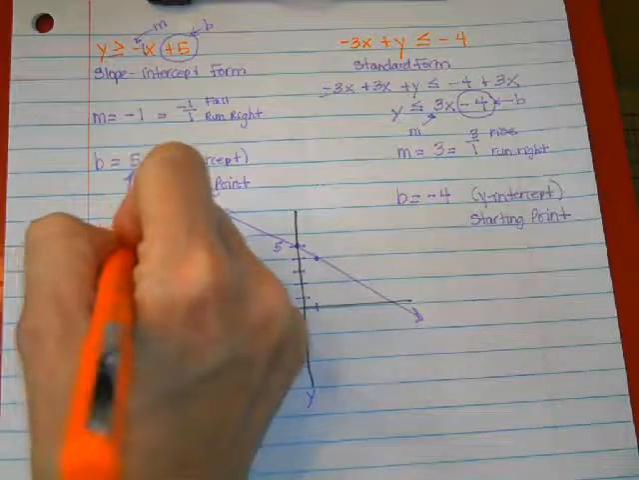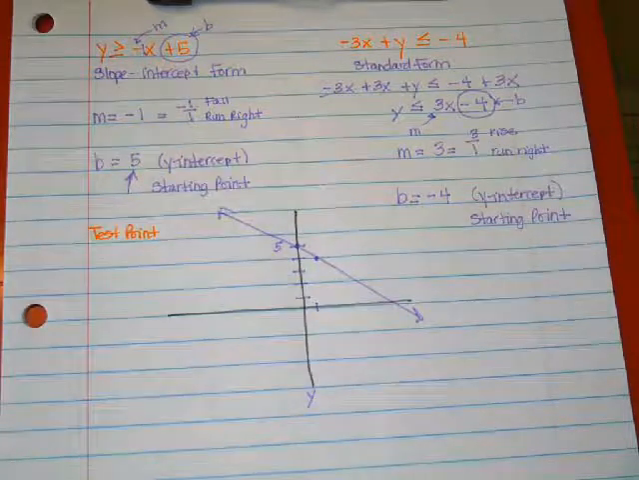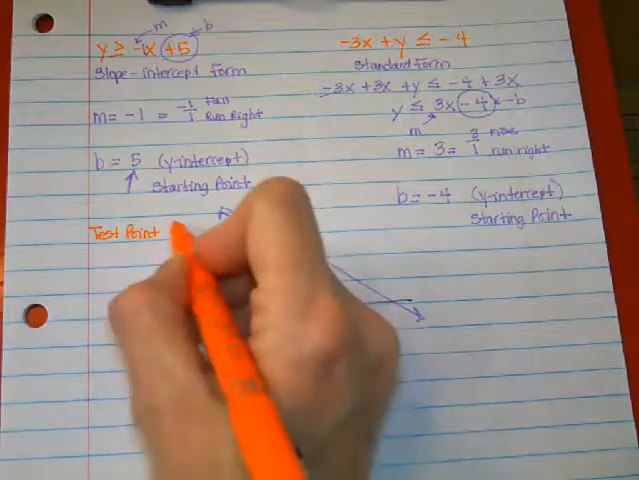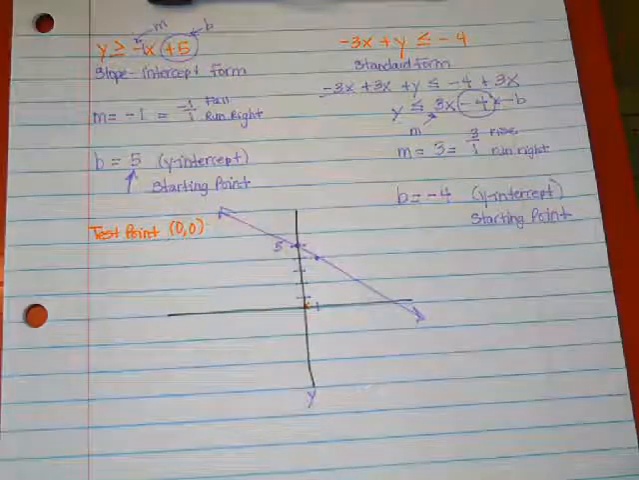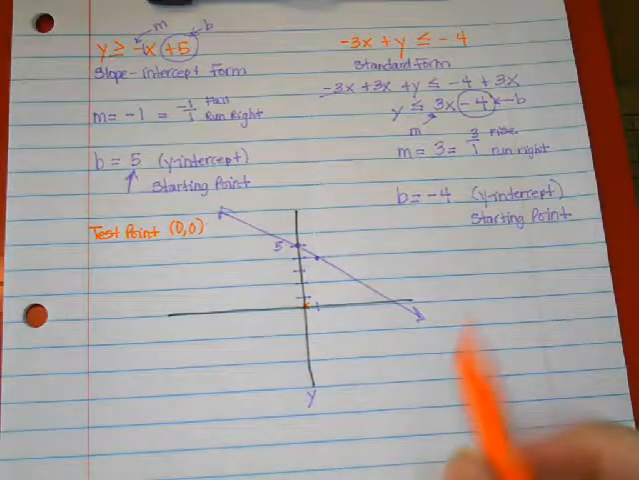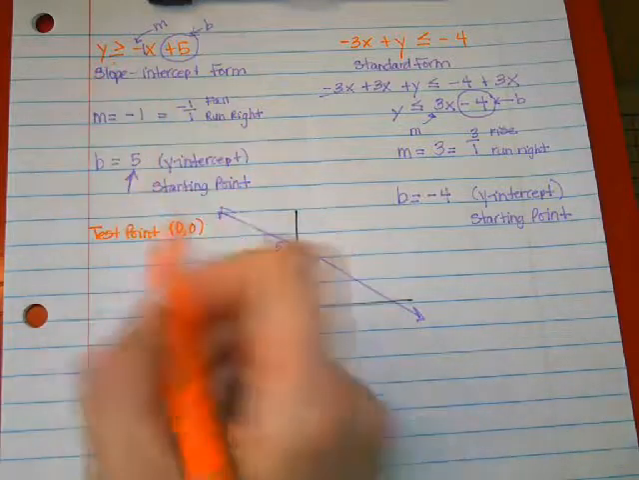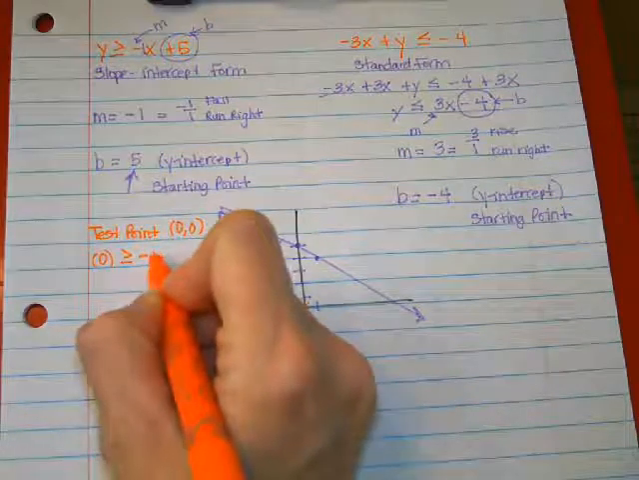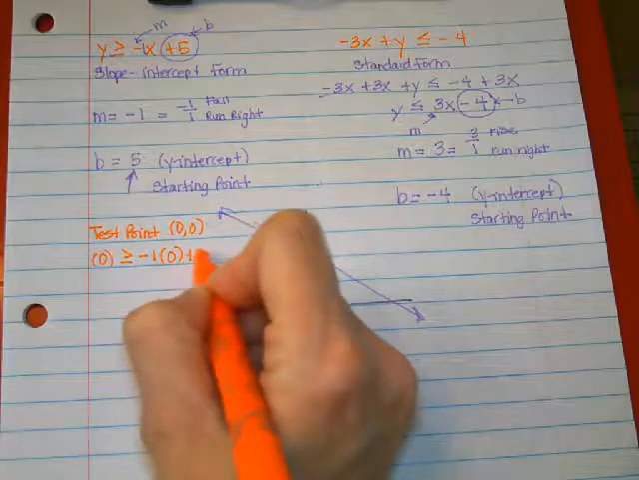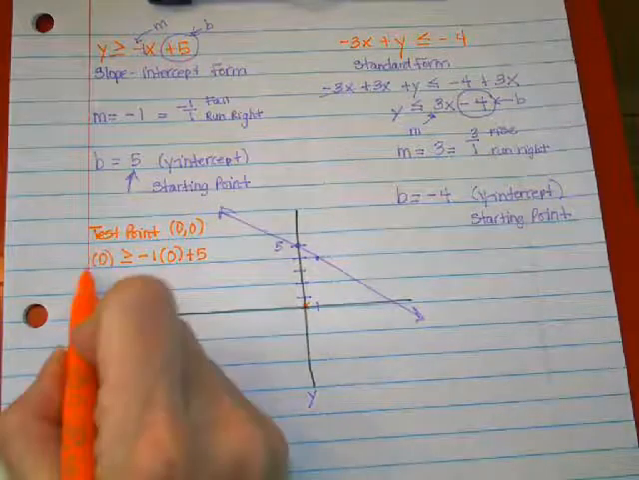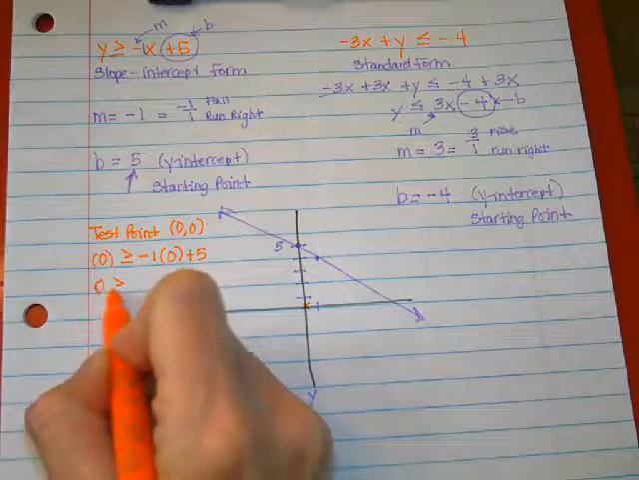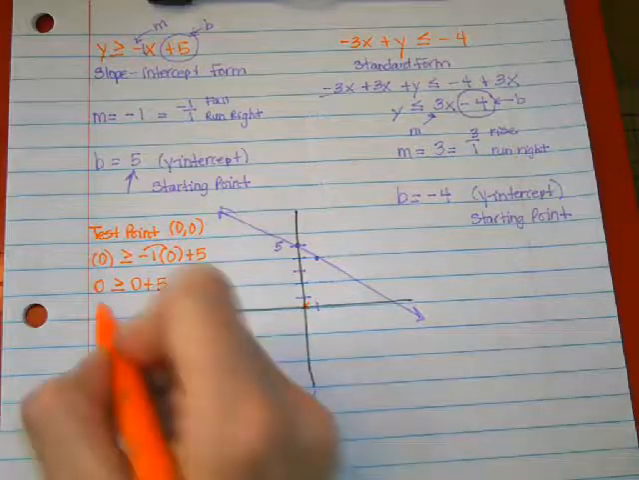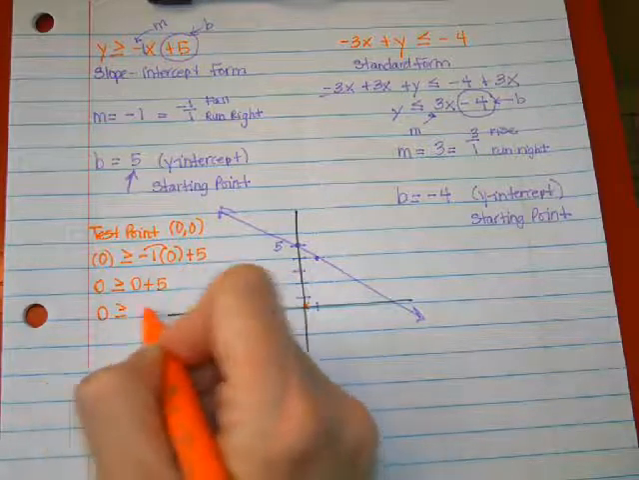Beautiful. All right, so Ethan, what test point should we use? That's right, we can use 0, 0 because our line does not pass through 0, 0. So our test point will be 0, 0. So now we're going to go to our inequality that is in slope-intercept form. So we're going to replace our y with 0, greater than or equal to negative, that's a 1, and then 0, plus 5. So there's only a 1 in front of our 0, so that leaves it as just 0. And distribute, -1 times 0 is still 0, plus 5. We bring down our 0, greater than or equal to, 0 plus 5 is 5.